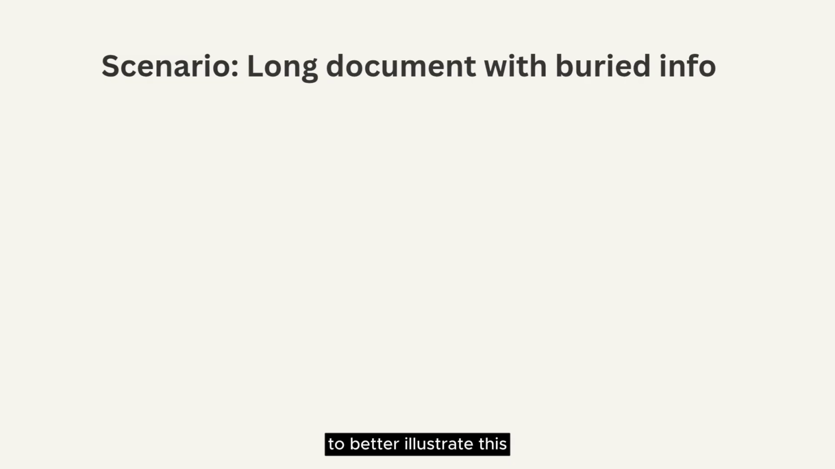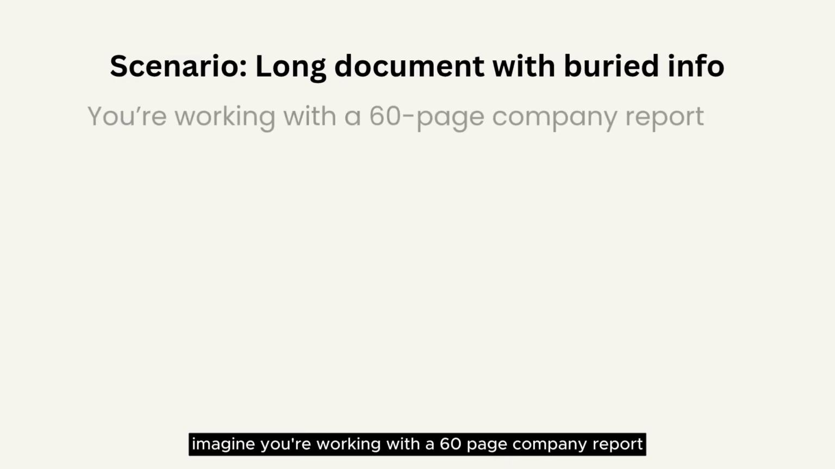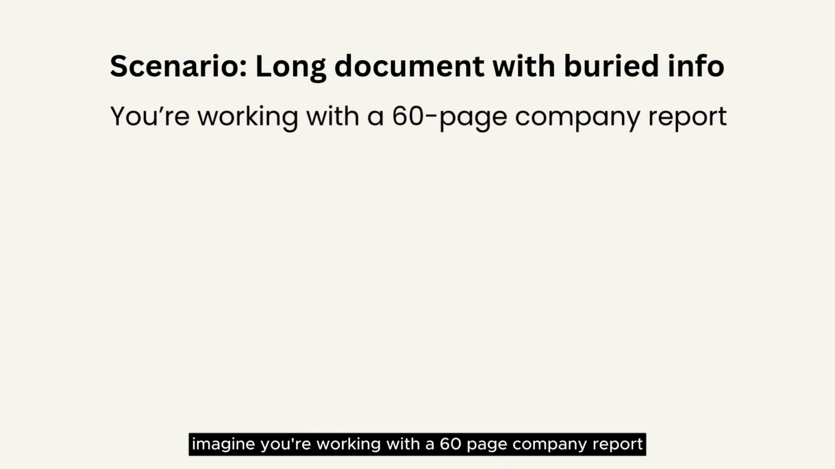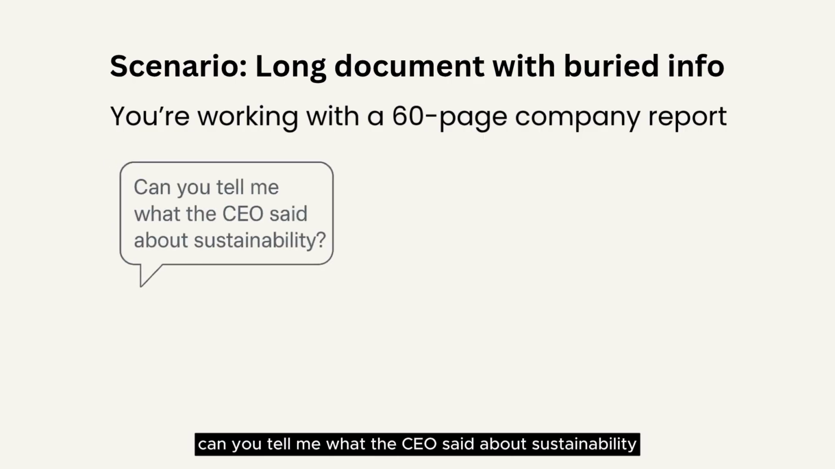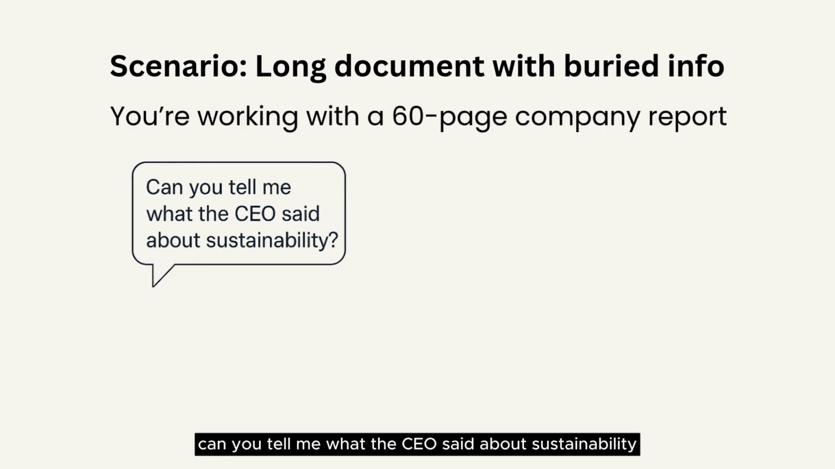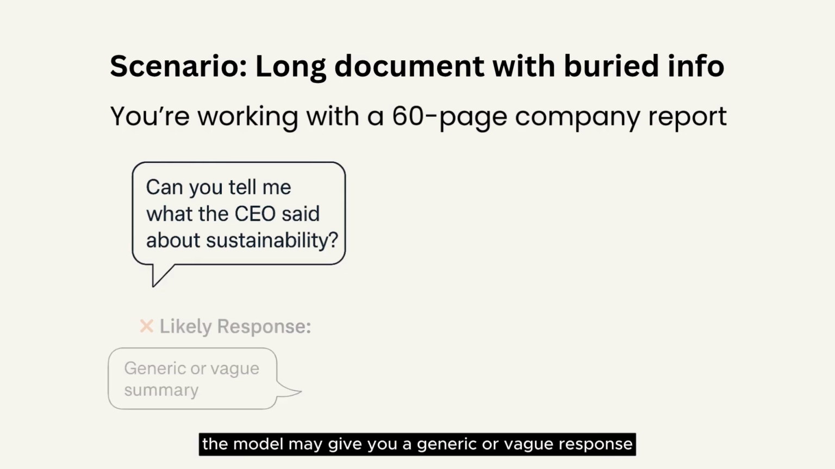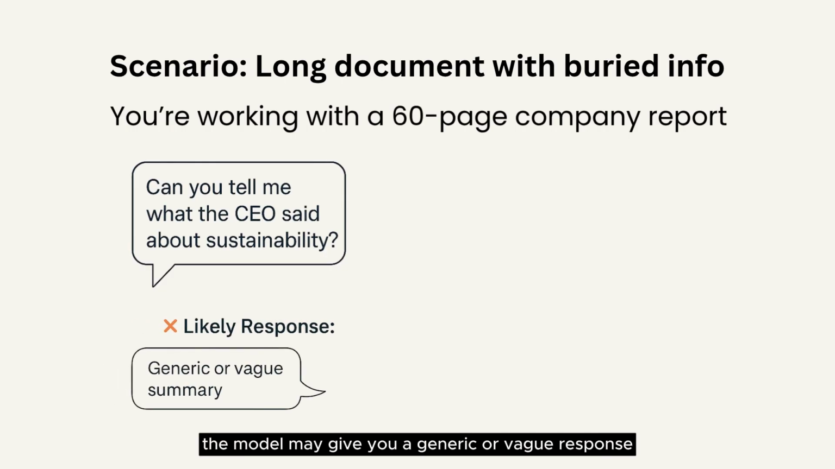To better illustrate this, let's walk through an example. Imagine you're working with a 60-page company report. You paste the entire thing into the model and then ask, "Can you tell me what the CEO said about sustainability?" Now here's what often happens. The model may give you a generic or vague response. That's because it has to search blindly across all 60 pages, and even though the content technically fits within the context window, the model might still miss the key quote.